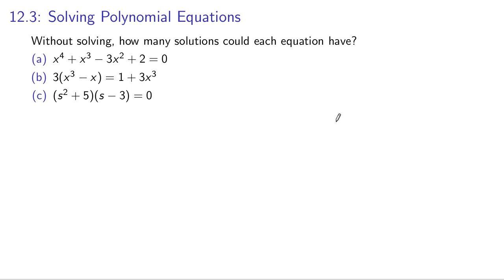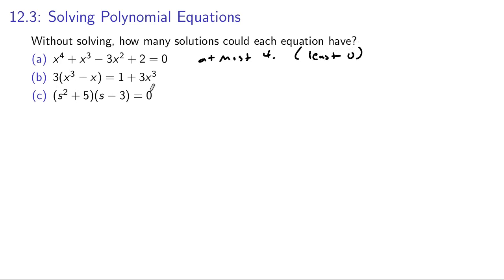So now let's think about this. Without solving, how many solutions could each equation have? Well, this A is degree 4, so it could have at most 4. And we know since degree 4 is even, the least it could have is 0.